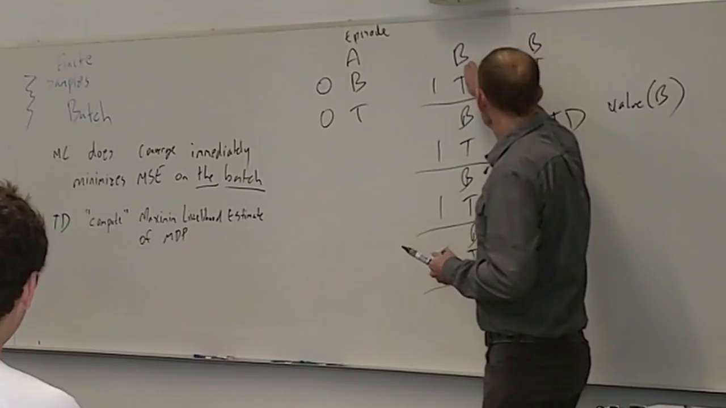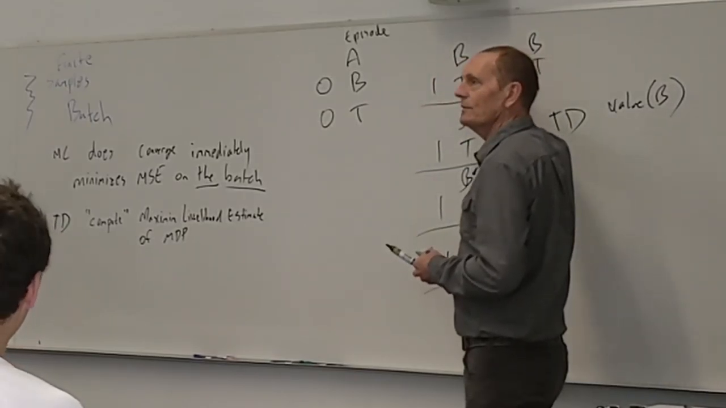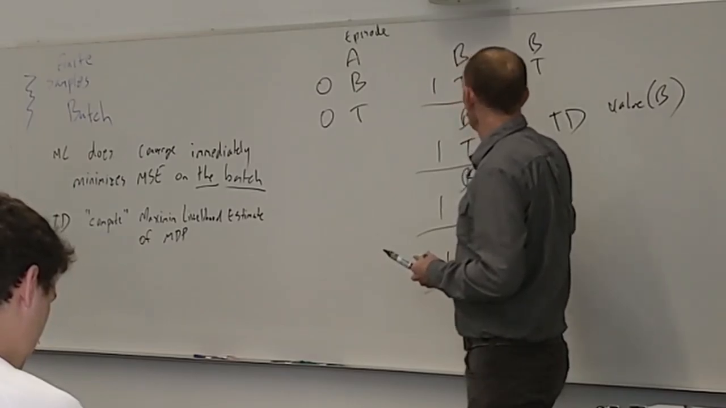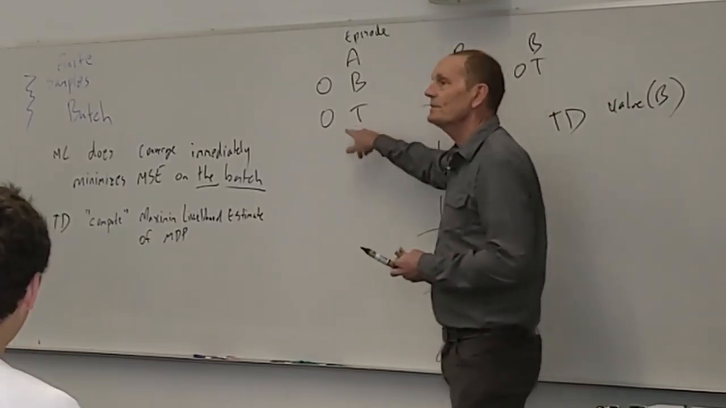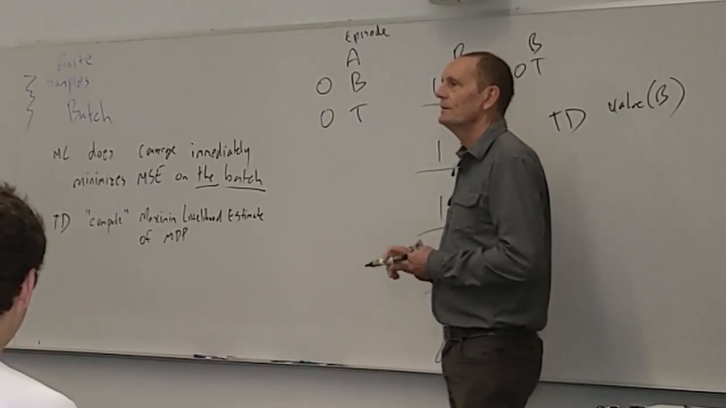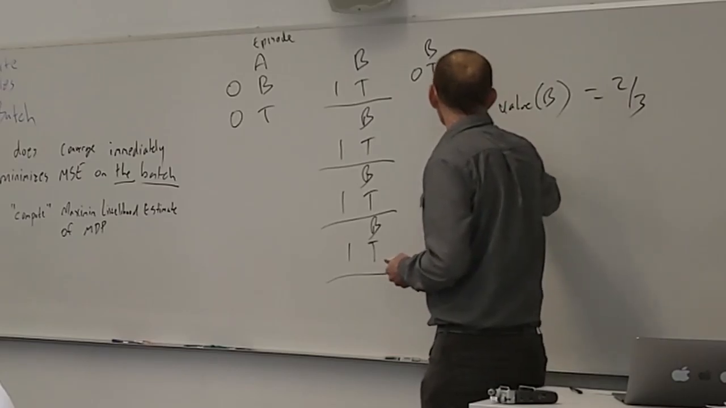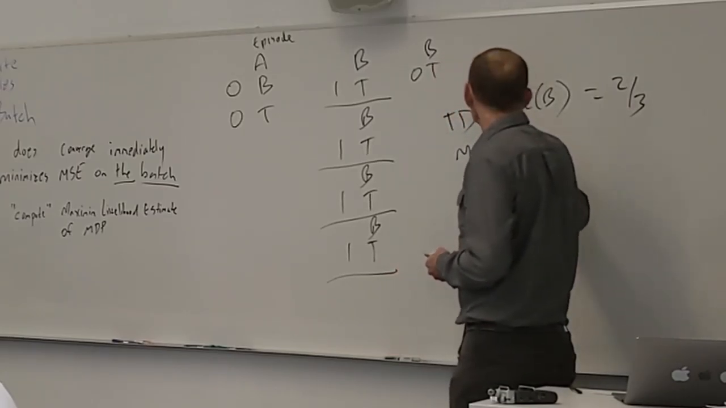And hold on, we have 6 samples, right? 4 of them give us a 1, 2 of them give us a 0. And zeros, okay, yeah, they're there too. So that would be 4 over 6, so 2 thirds. And what does Monte Carlo say about this? The value of B?